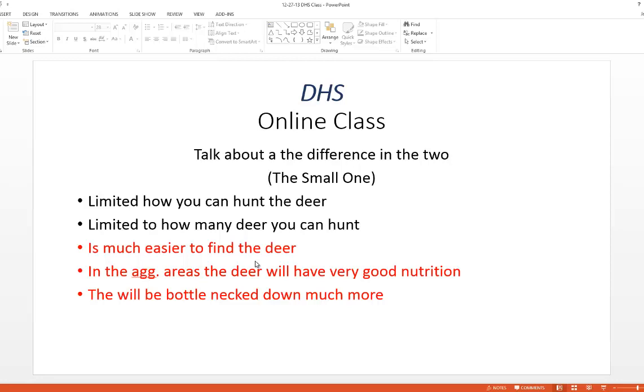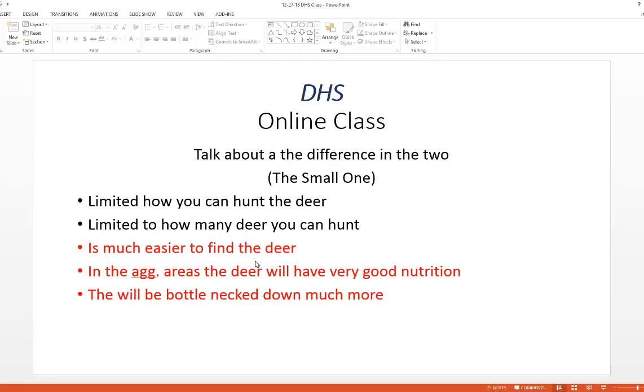We were limited to staying in that little spot, so we had to hunt them funnels. We're also limited in how many deer we can hunt. It's much easier to find the deer. We know where the deer are going to be in them small areas on our property. If we're going to hunt them, they're just really small. I mean, we got 50 acres at the most there. We know the deer are going to be in that 50 acre area.